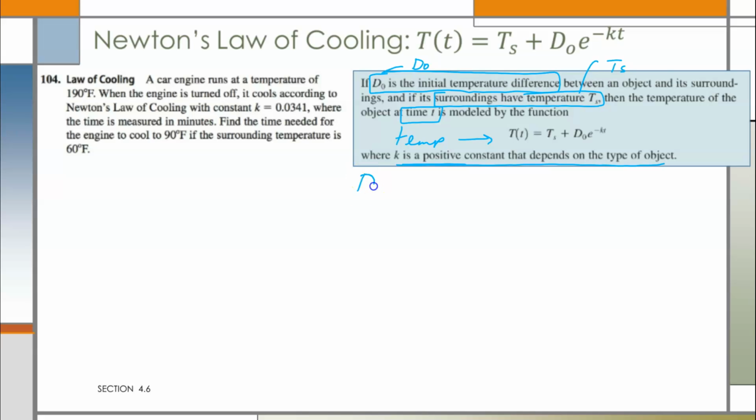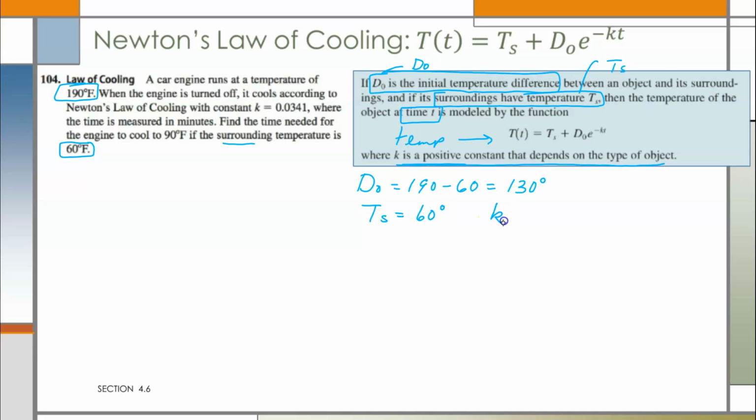Okay, so let's see if we could set up our model. D sub 0 is the temperature difference between the object and its surrounding. Our engine is the object. The engine temperature initially is 190 degrees. Surrounding temperature is 60 degrees. So D sub 0 would just be 190 minus 60, which would be 130 degrees Fahrenheit. Ts is the surrounding temperature all by itself. That's our 60 degrees.